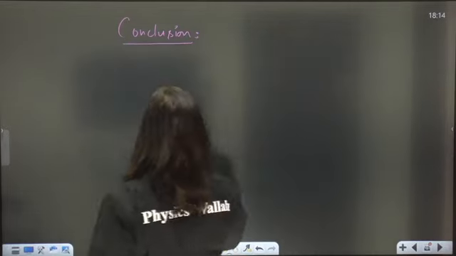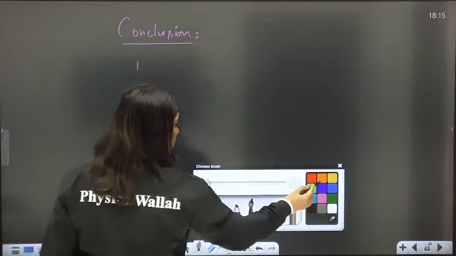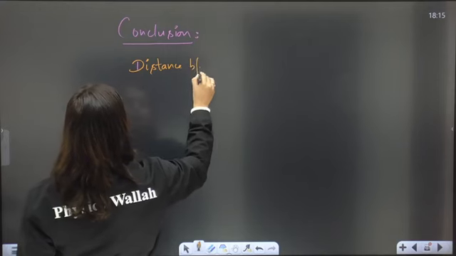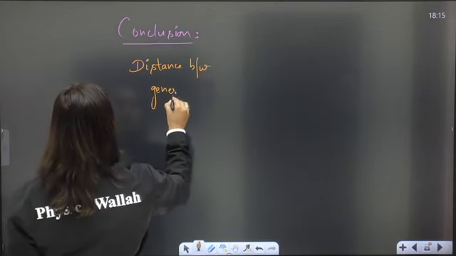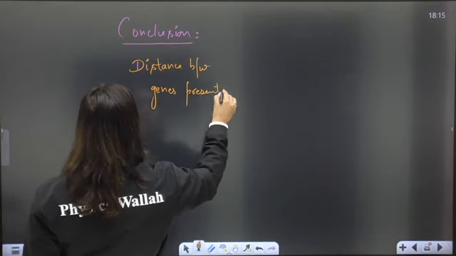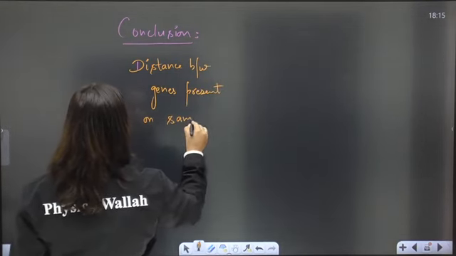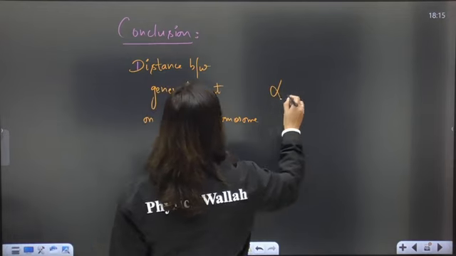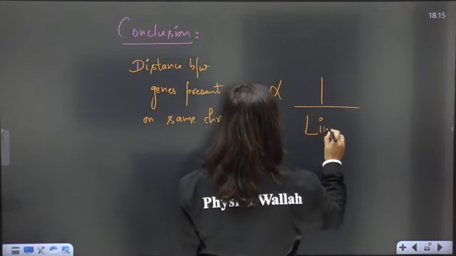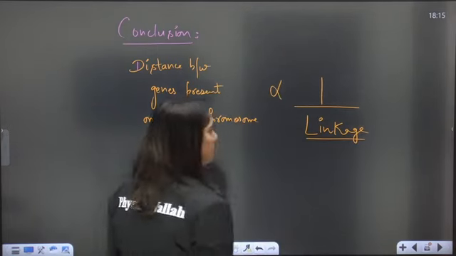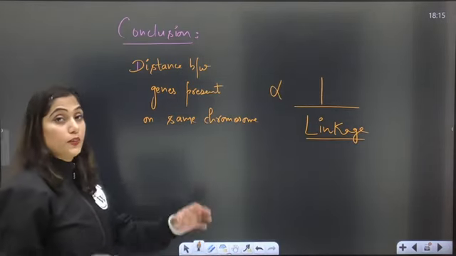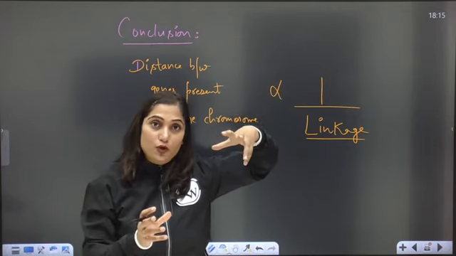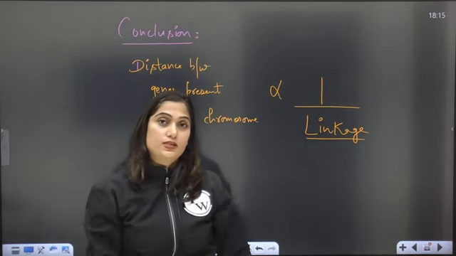Okay, so what is the conclusion? Conclusion says that the distance between two genes present on the same chromosome is inversely proportional to linkage. That means the more the distance between the genes on the same chromosome, the less would be the linkage, and the more closer they are, the more is the linkage.